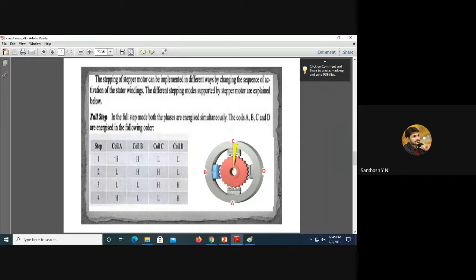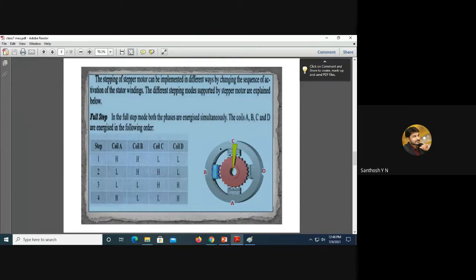See here, coil A is made high and coil B is made high. Coil C and coil D are made low. I mean to say that coil A and coil B are energized. If coil A and coil B are energized, then the motor will be rotated only towards this. If I'm energizing A and D, then the motor will be rotated towards this. If I'm energizing C and D, then the motor will be rotated only towards this. Likewise, the motor will be rotated based on energizing the coils.